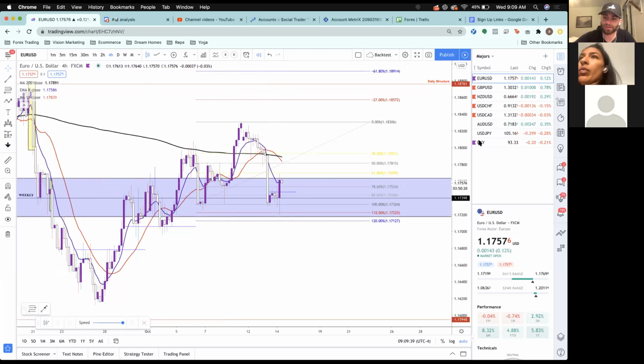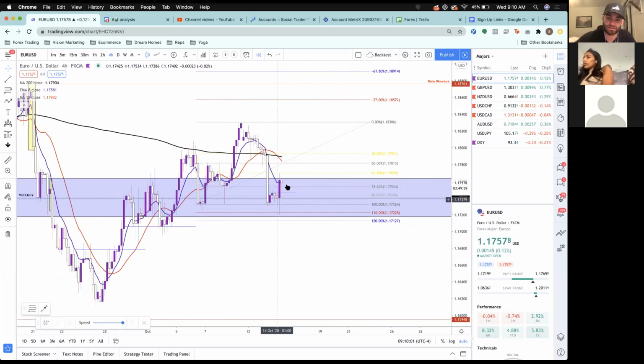And this correlates with DXY. So as the dollar index pushes down, as the dollar index loses strength, this thing is going to push up. So we want to consider DXY. It's another confirmation for us that we can look at. So we're going to continue to monitor that right now and just be patient.